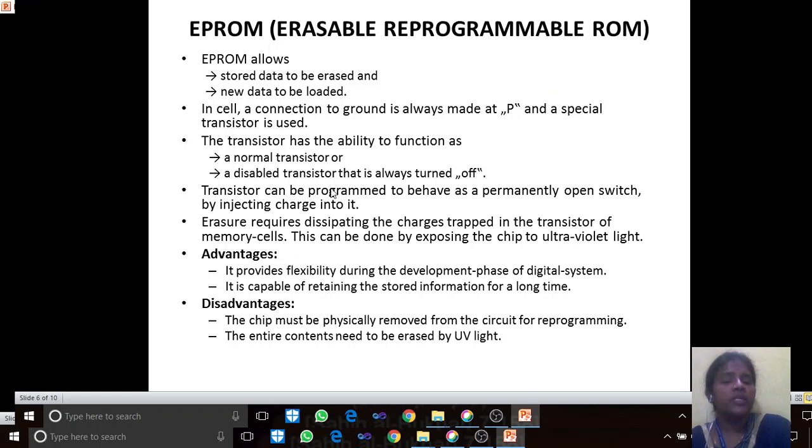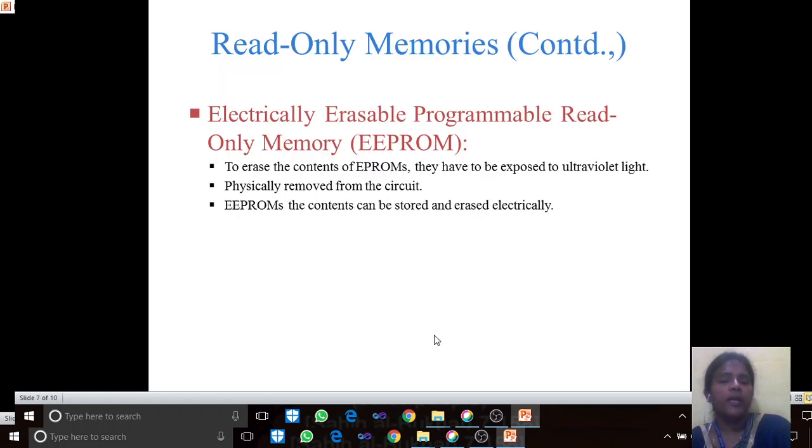What are the advantages? It provides flexibility during the development phase of a digital system. It is also capable of retaining the stored information for a long time. But what is the disadvantage? The chip must be physically removed. That means in order to expose it to the UV rays, it has to be physically removed from the circuit for reprogramming. The entire contents will be erased by the UV light, not the selected ones.